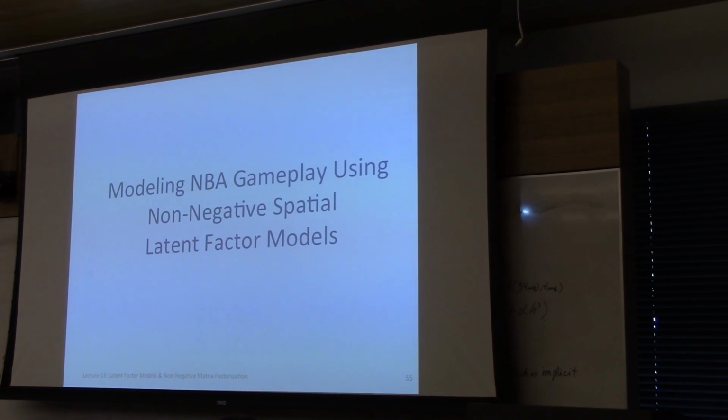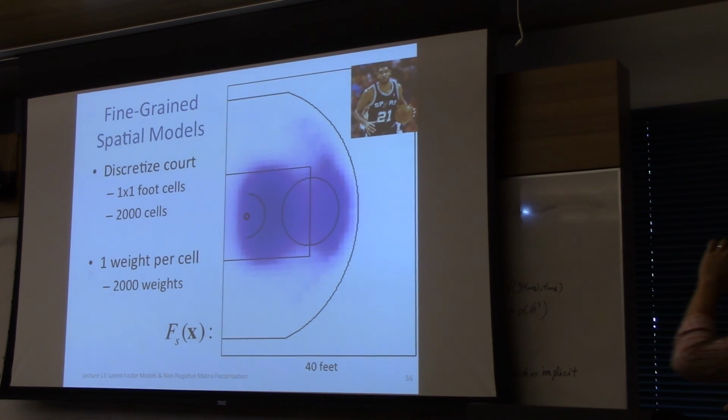Okay, so the last part of the lecture is on a quick application of non-negative latent factor models for modeling NBA gameplay. This is some work that I did when I was at Disney Research. Imagine that we can estimate where players like to shoot the ball by observing entries of where people like to shoot the ball. So we can estimate this model. If you follow basketball, this is the shooting chart of Tim Duncan, who plays for the San Antonio Spurs. So we can model something like this.